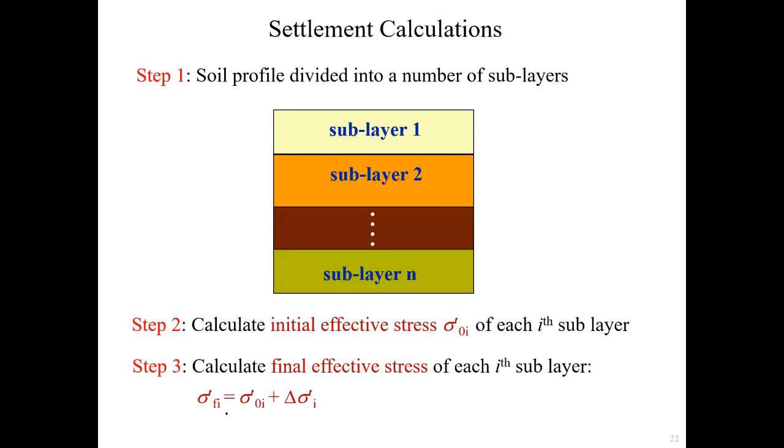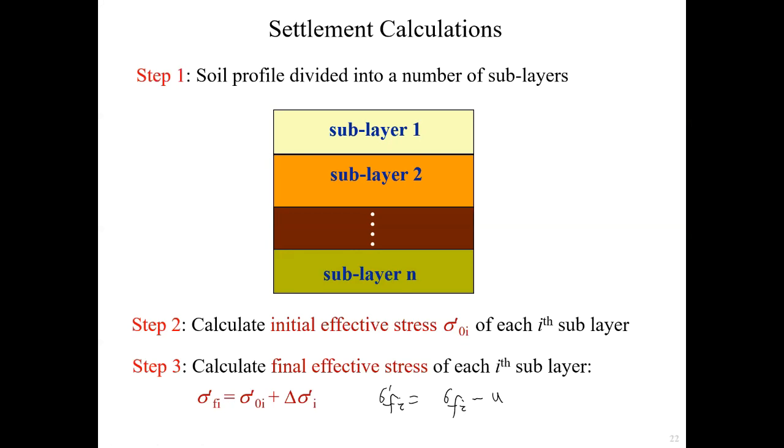So the final effective vertical stress will be the initial effective vertical stress plus the increase in the effective vertical stress. Or the final vertical effective stress, sigma Fi prime, also equal to sigma Fi minus U. So this is the direct way to do the calculation, but in some other cases we may need to do the calculation indirectly if there's any information about the change in the water table.